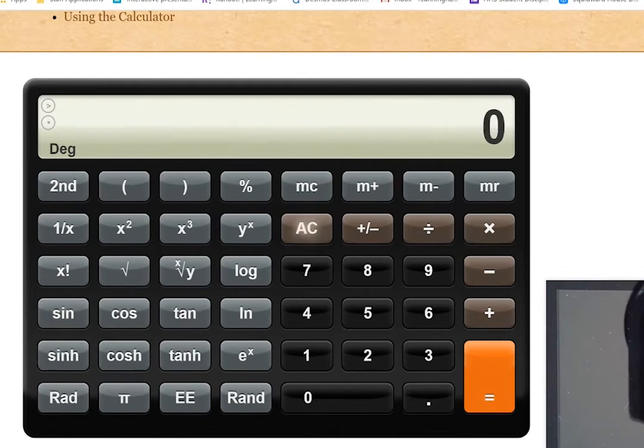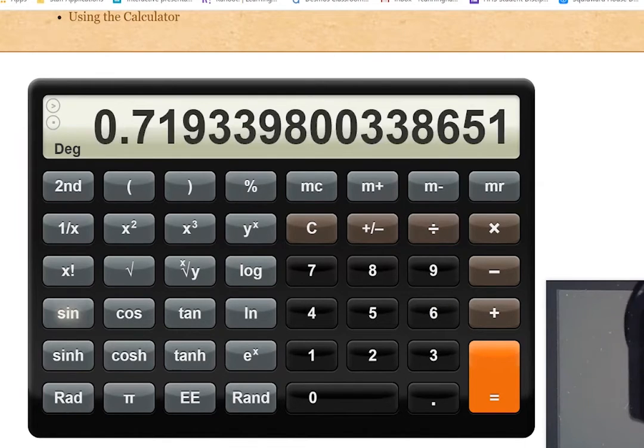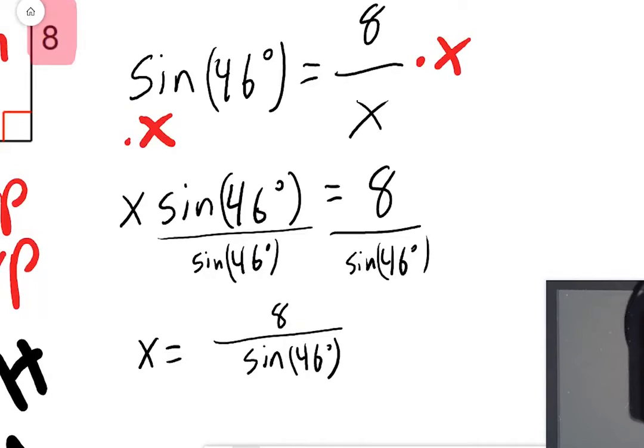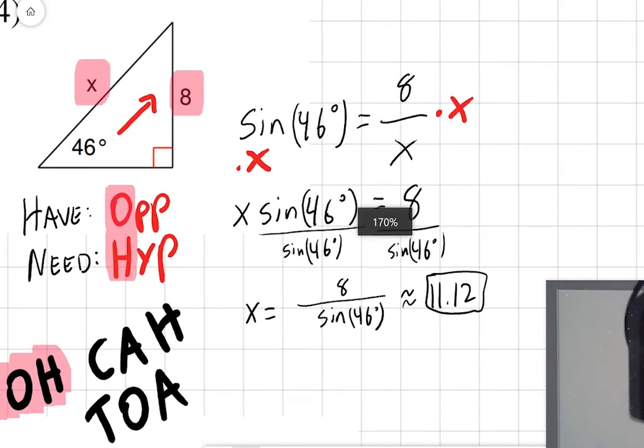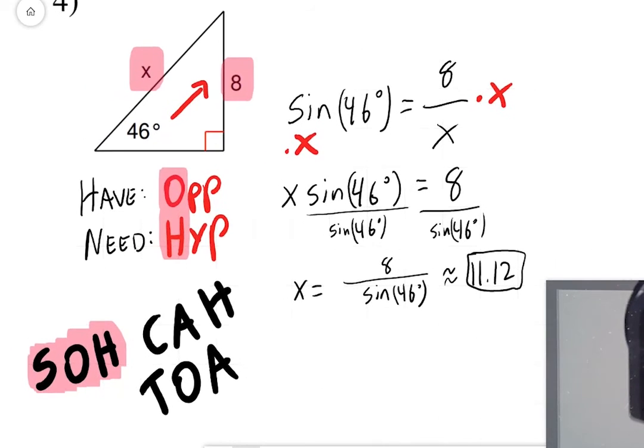All right, one more time. 8 divided by 46, then the sine button, then the equals button, 11.12. And that's our answer. We've got 2 more of these. Let's see how quick I can get through them.